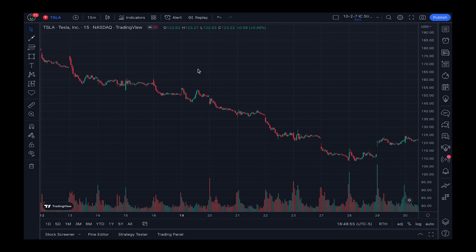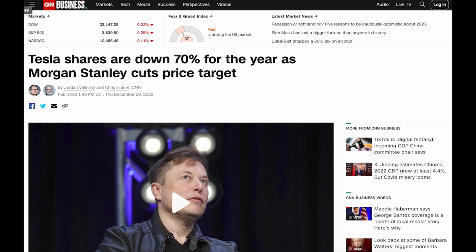Okay, here's the Tesla chart for the month of December. This is a 15-minute candlestick chart. And you can see overall, Tesla was pretty red. It's been red the whole year. And it's been in the news for how much it's declined over the past year.